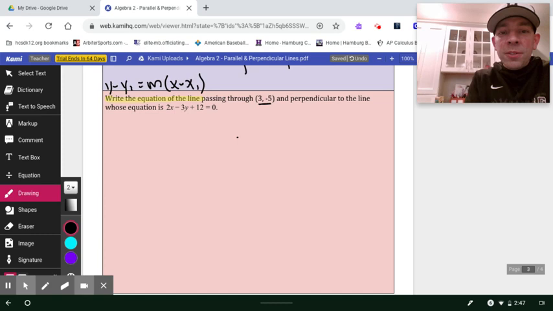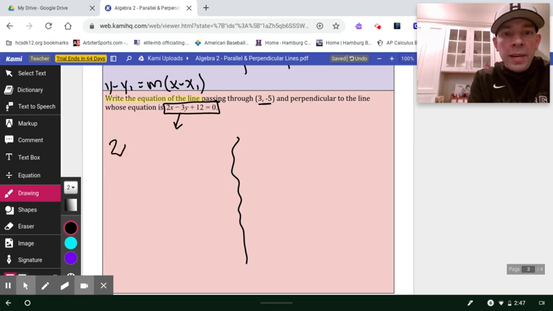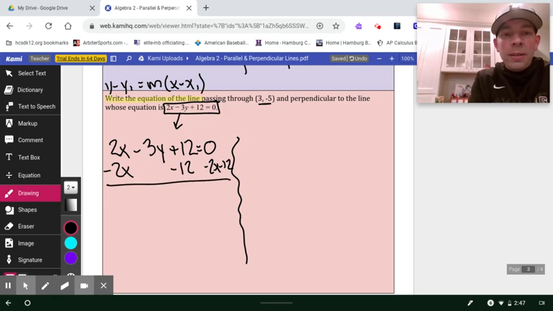So again, I think I'm going to try to split my workload in half. Can I find the slope of this line first? 2x minus 3y plus 12 equals 0. I think I'm going to subtract 2x and subtract a 12 from both sides if I can squeeze it in here. And those cancel, and I get negative 3y equals negative 2x minus 12.